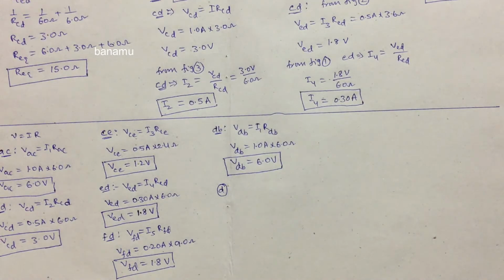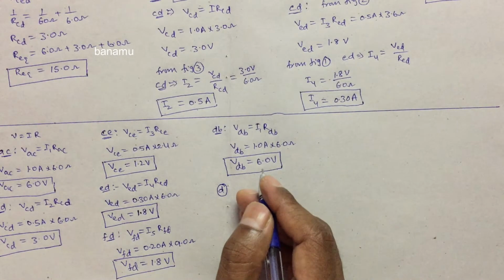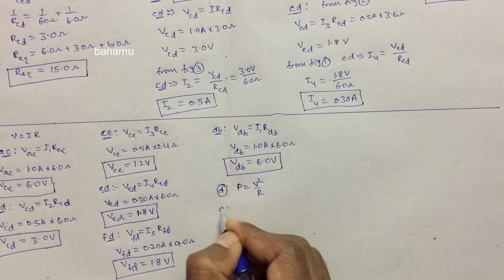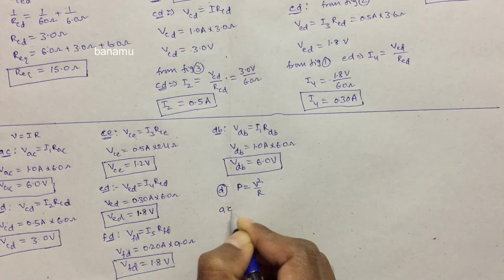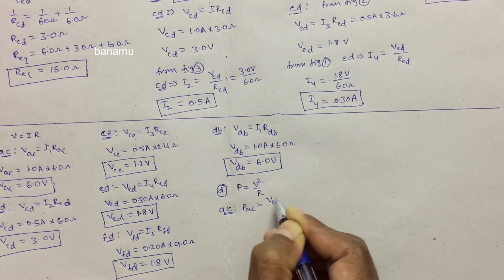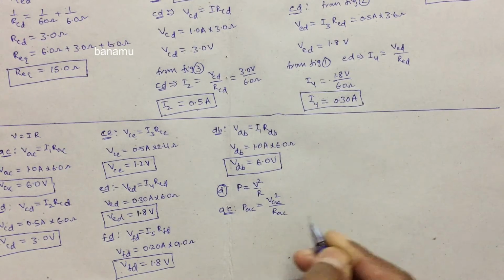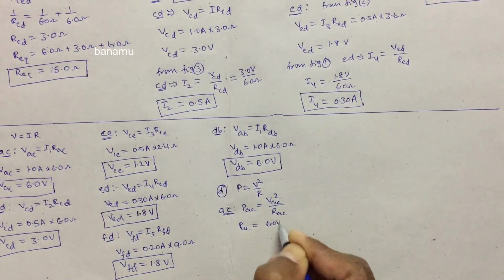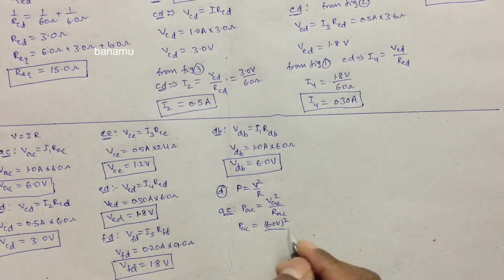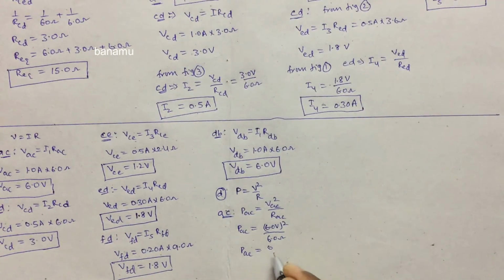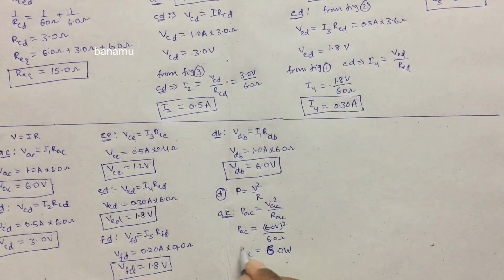Consider part D. The power dissipated in any resistance is P equal to V square by R. The power dissipated in the points AC is PAC, which is equal to VAC whole square by RAC. So PAC is equal to VAC, 6 volts, whole square by RAC, 6 ohms. So PAC is equal to 6 watts. This is the power dissipated in AC, 6 watts.